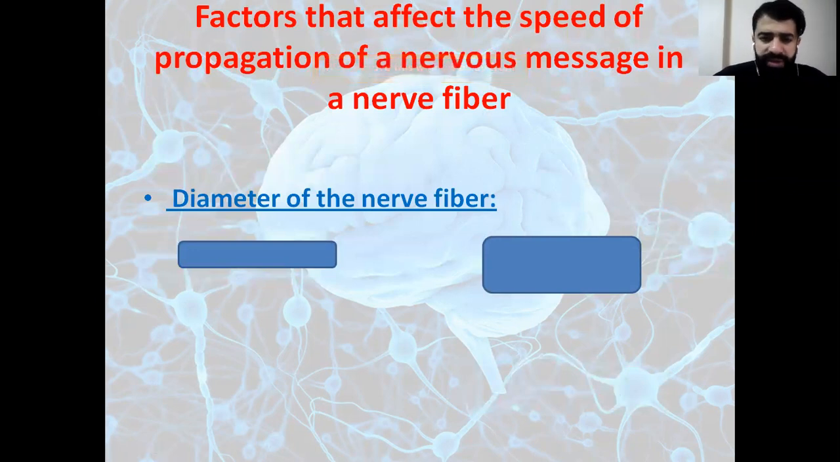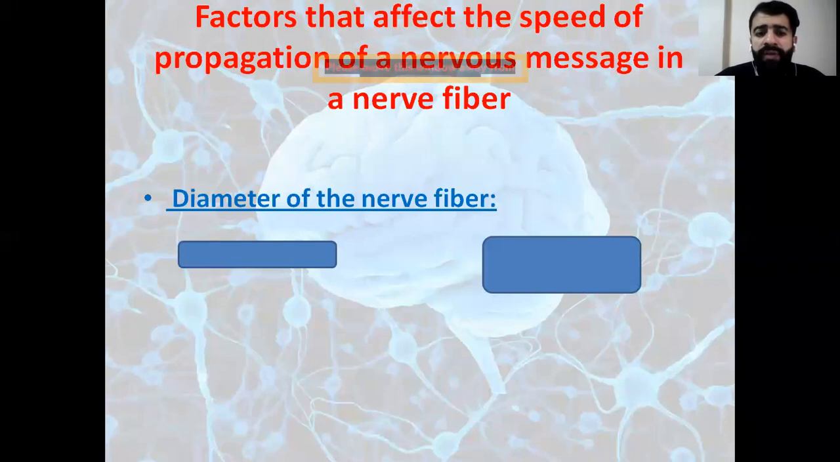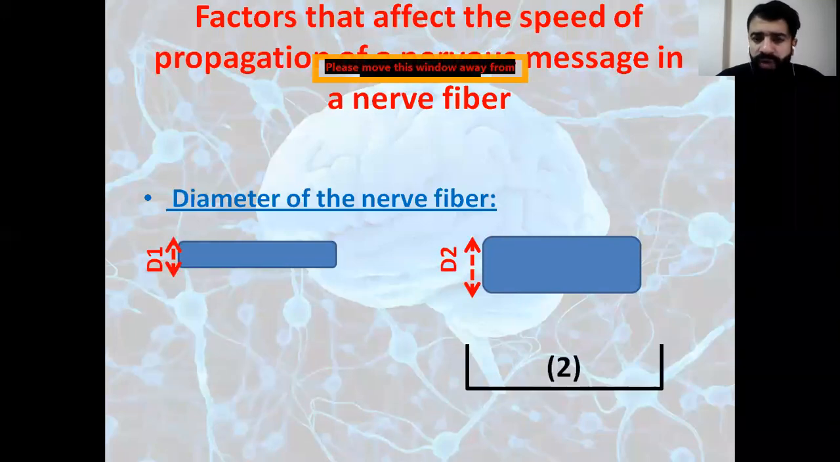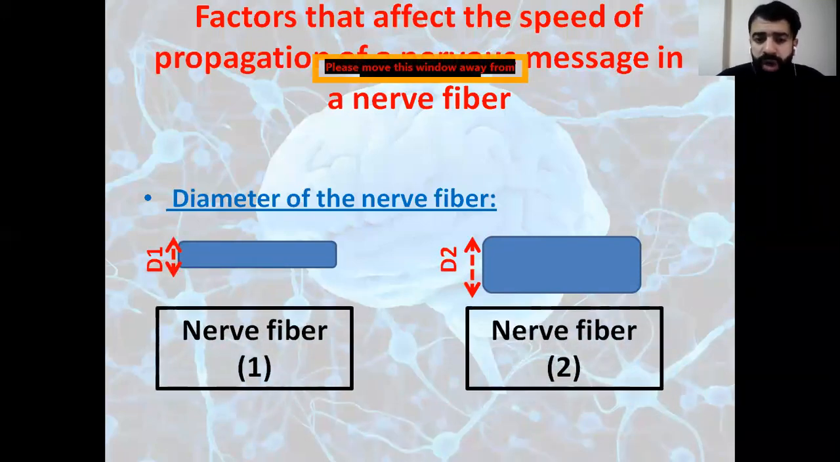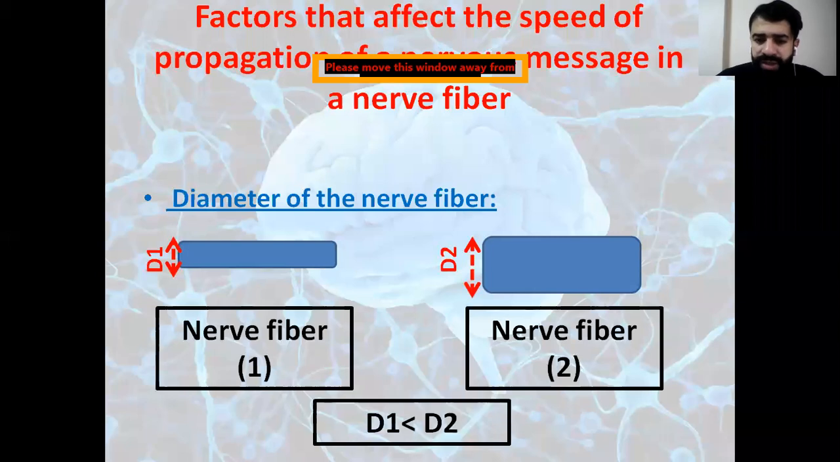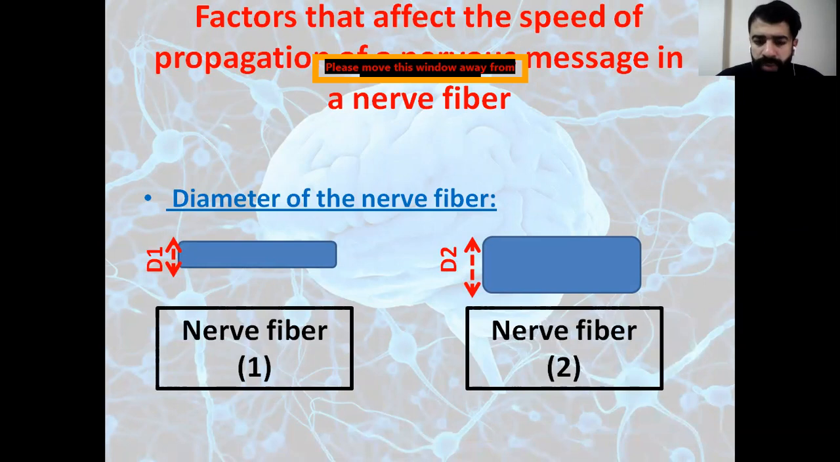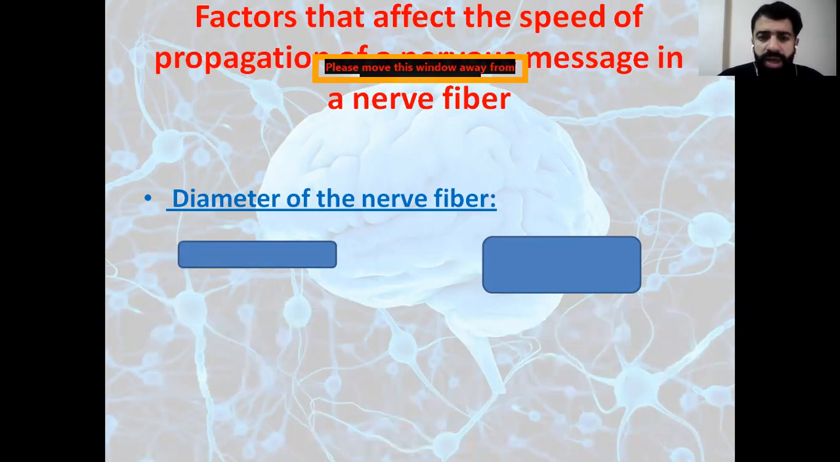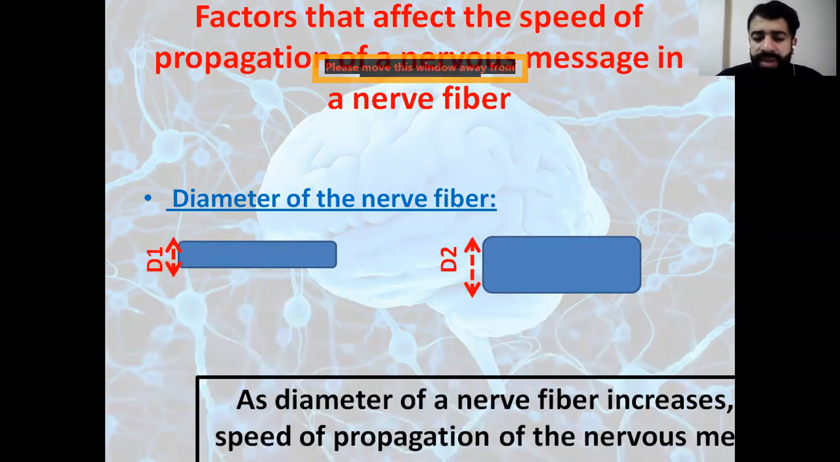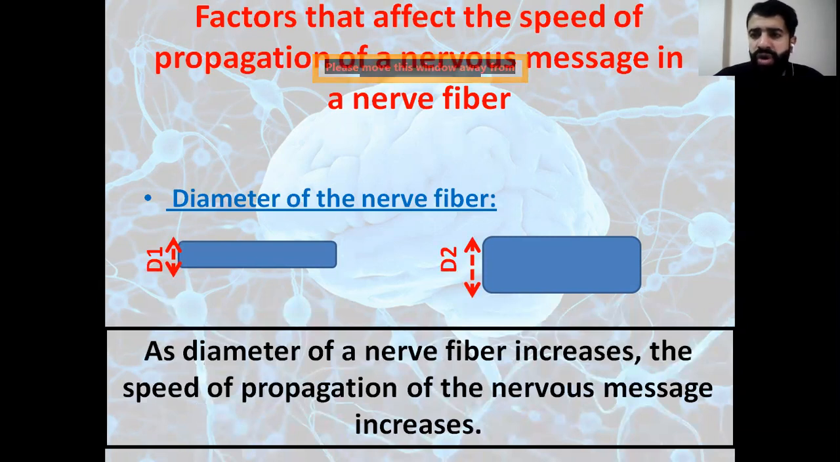We have many factors that affect the propagation in the nerve fiber. One of these factors is the diameter of the nerve fiber. Here we have D1 and D2, nerve fiber 1 and nerve fiber 2, where D2 is greater than D1. So if D2 is greater than D1, V2 will be greater than V1. As the diameter of the nerve fiber increases, the speed of propagation of the nervous message increases too.